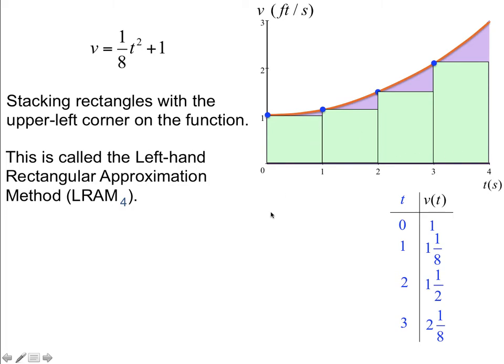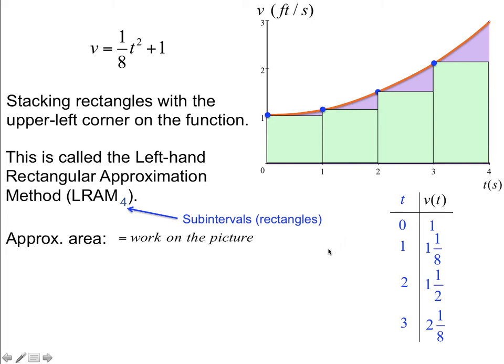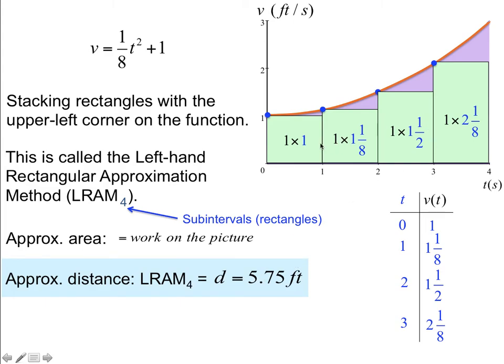region underneath this function. And so now we're going to find the areas of each one of these things. We call those sub-intervals, each one of these rectangles. And so the approximate area then, I'm going to do the work right on here. 1 times 1 is 1, right? I'm going back to geometry here because I'm just doing areas of rectangles. 1 times 1 1/8 is 1 1/8. 1 times 1 1/2 is 1 1/2. And 1 times 2 1/8 is 2 1/8. So now I can add all of those together and I get a distance, or a displacement, you can call it either way since this is always increasing, of 5.75 feet.